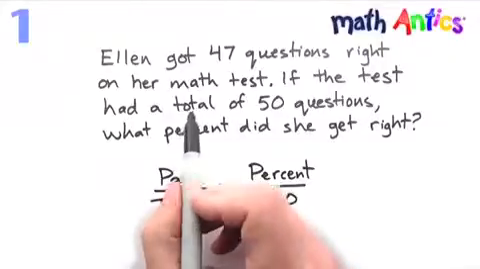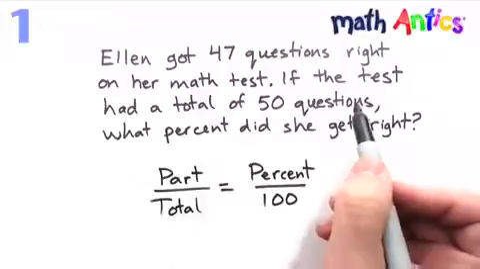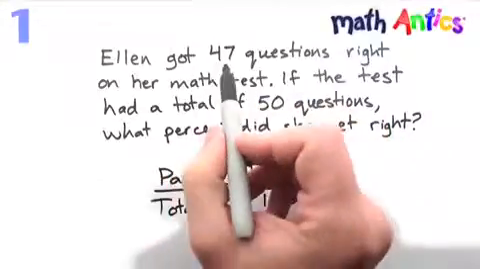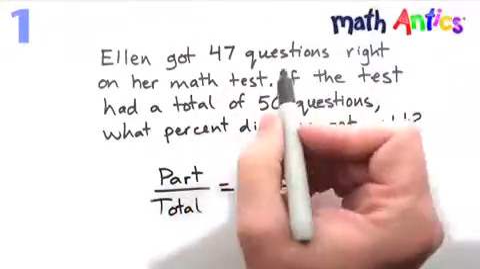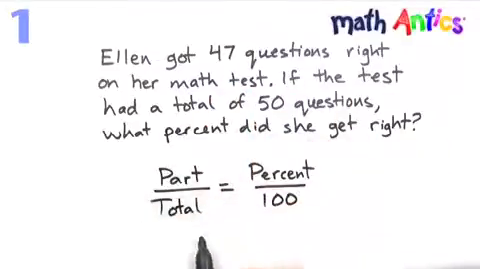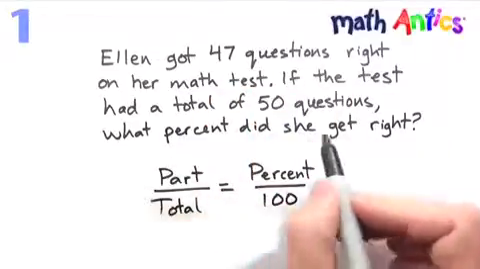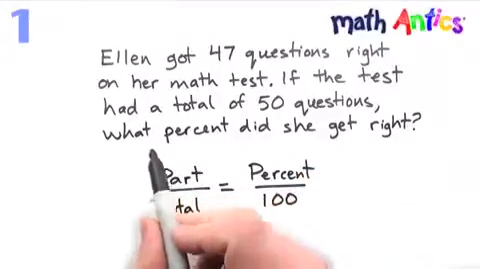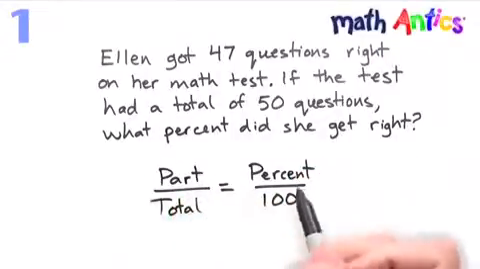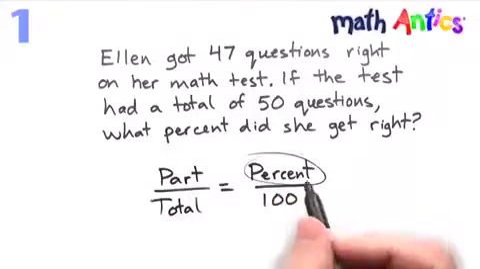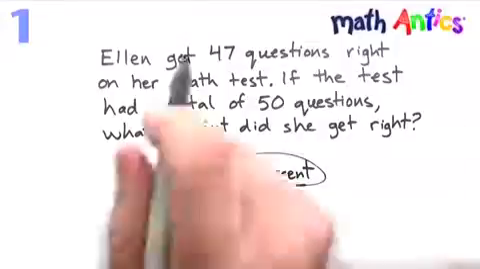Well, this one here says a total of 50 questions. So that's got to be talking about the total in the equation. And the 47 questions, Ellen got 47 questions right. So 47 out of 50. So the 47 is the part out of the total. So what percent did she get right? That's what we're trying to figure out. That's the part that's missing. And what percent, clearly that's percent, and that's the only one left over. So we circle percent to show that percent is the component that's missing.